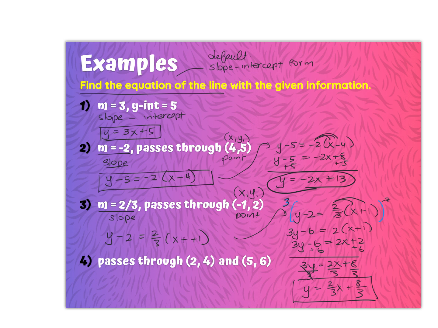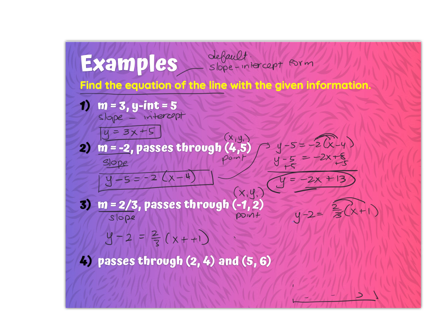Again, let's say you didn't want to do that. Let's say you're like, I don't really want to multiply everything by 3. That's completely fine. Let me show you how you would end up with the same answer, okay? You'd come over to here. You'd get y minus 2 equals 2/3 x plus 2/3. You would add 2 to both sides. You'd get y equals 2/3 x plus 2/3 plus 2.